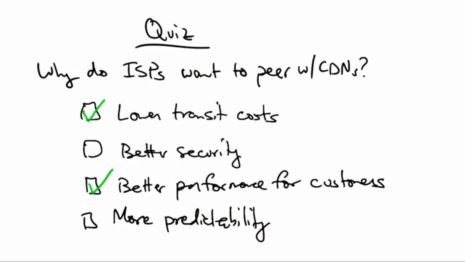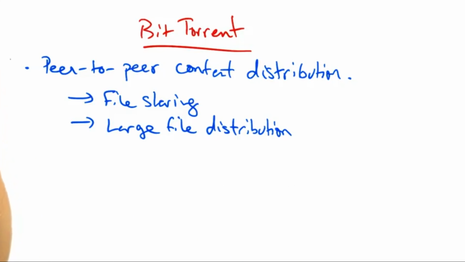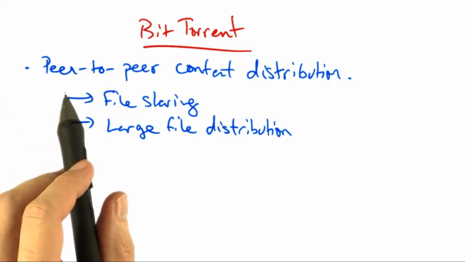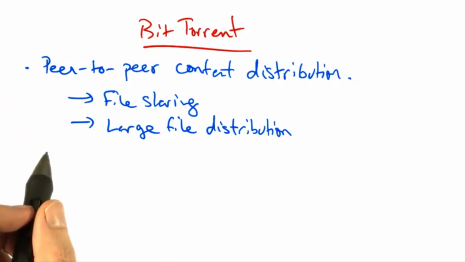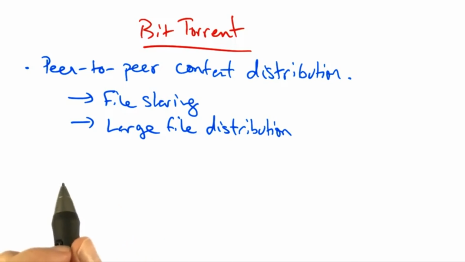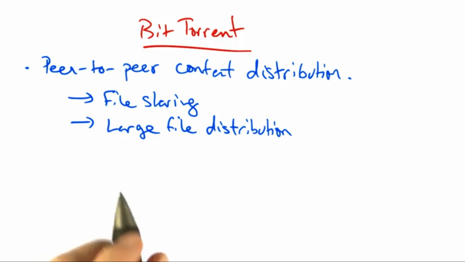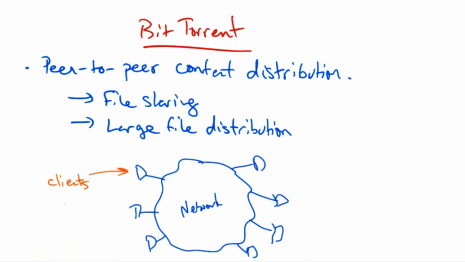Okay, we're now going to talk about BitTorrent, which is a peer-to-peer content distribution network that is commonly used for file sharing and distribution of large files. Suppose we have a network with a bunch of clients, all of whom want a particular file, and the file might be particularly big.